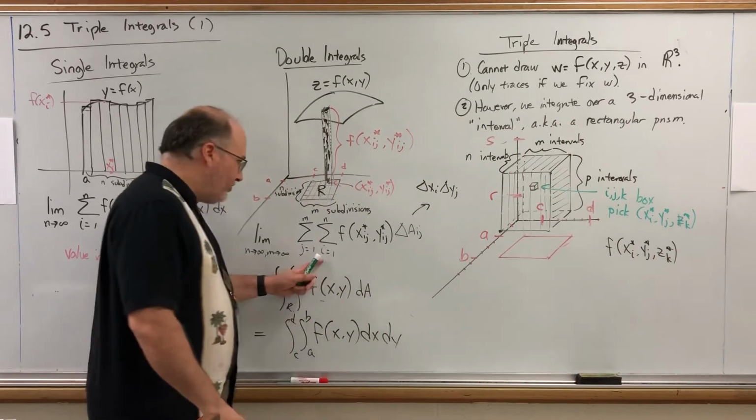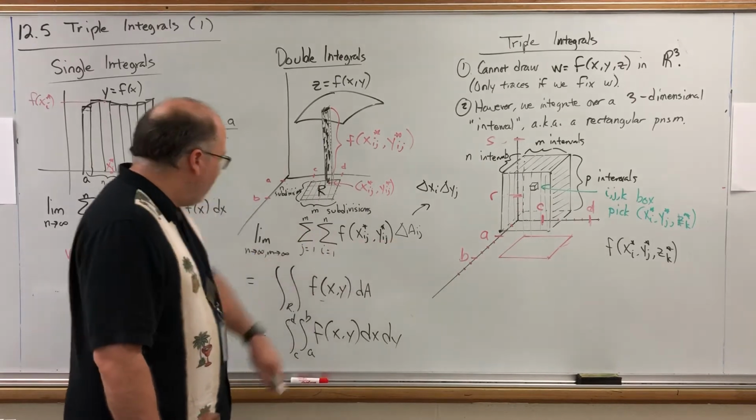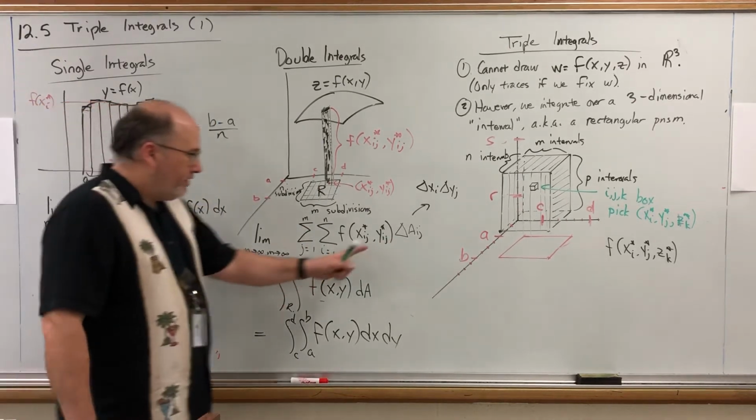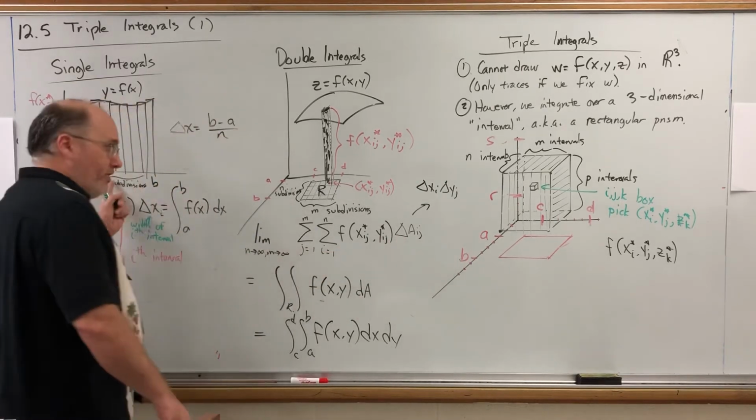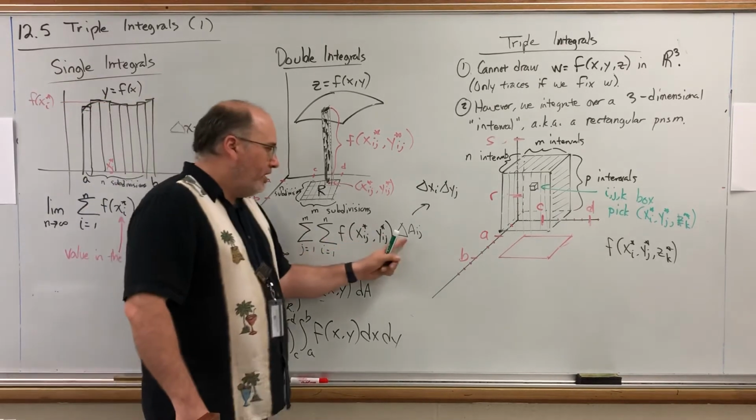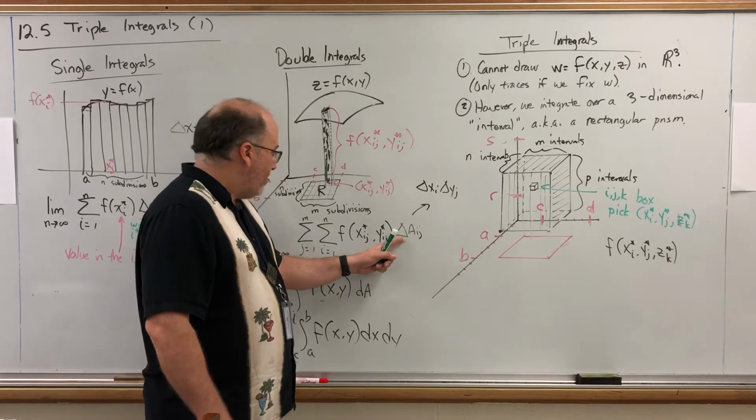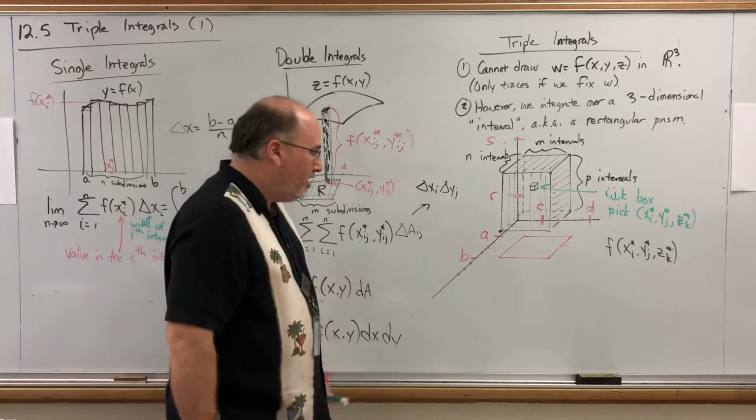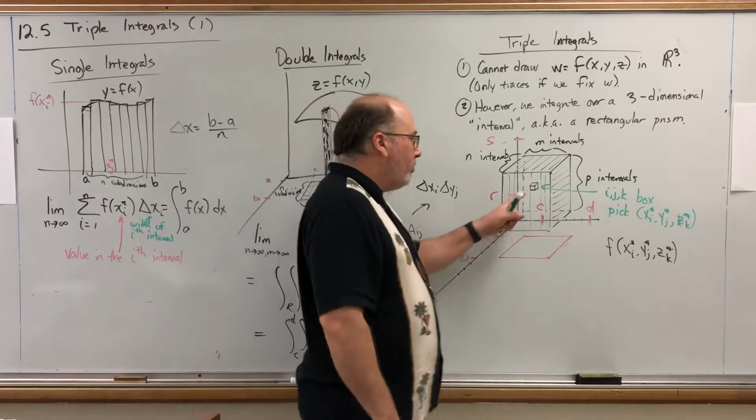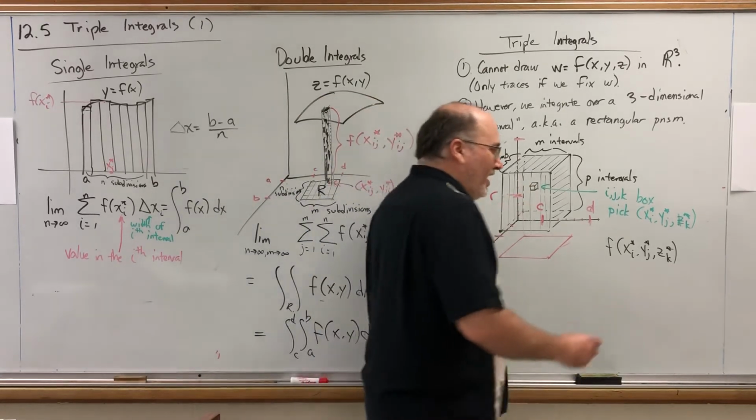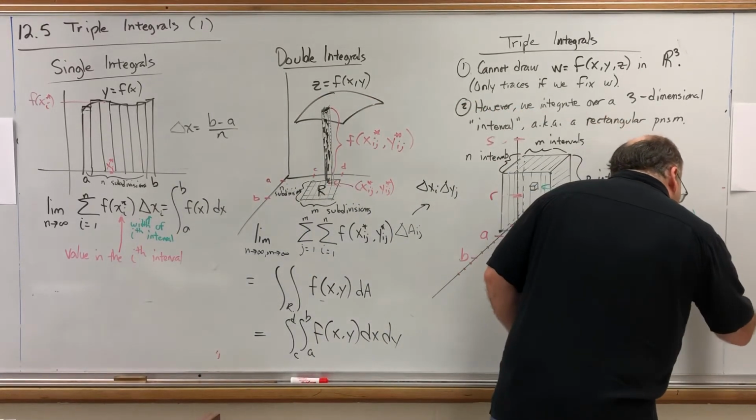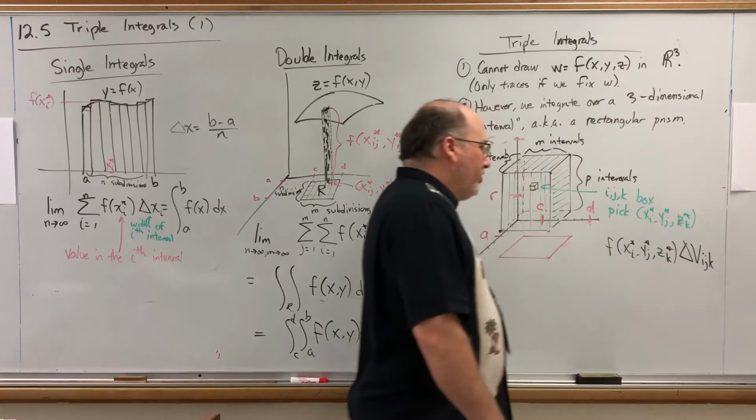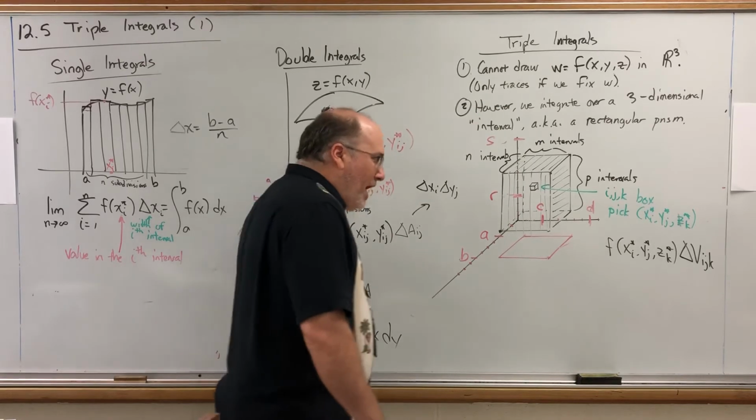And then what do we do after that? We multiplied it times something. Here that something was the width of the rectangle. Here it was the width of the interval, the length of the interval. Here it was the area of the small rectangle that we selected. So bumping it up a dimension, we would multiply by the volume of this box. So we'll put delta V ijk, meaning the volume of that ijk box.